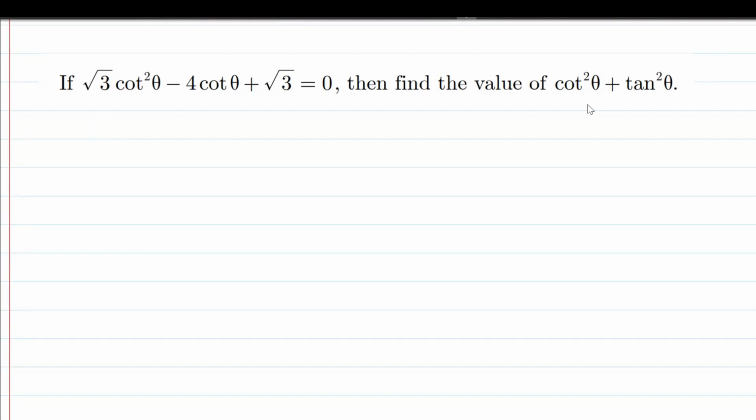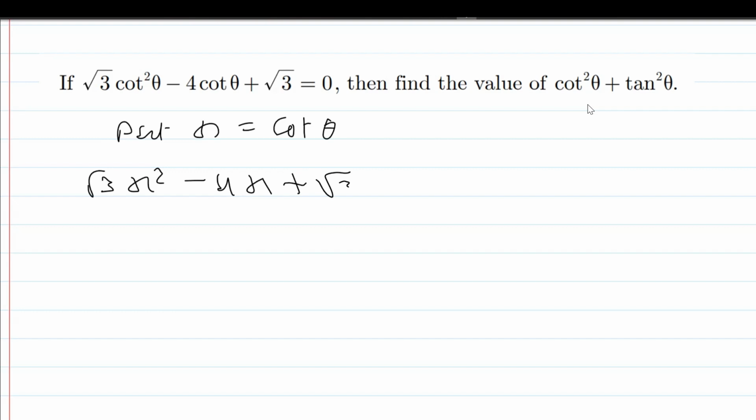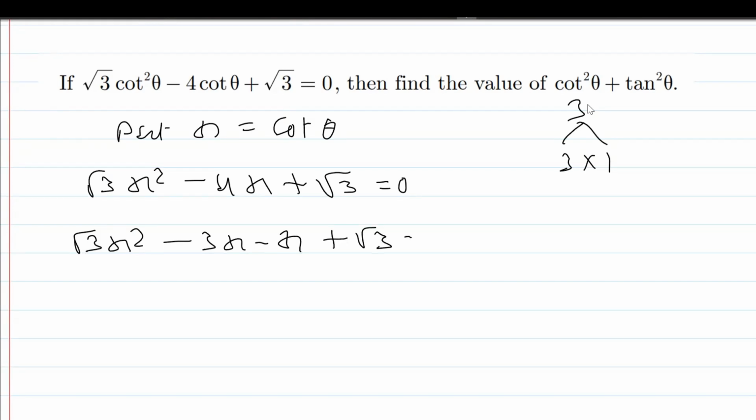So replacing cot theta, let's put x is equal to cot theta. So this way what we are getting? We are getting root 3 times x square minus 4 times x plus root 3 equals 0. And now we'll do middle term factorization. Root 3 into root 3 was 3. From the factors of 3, 3 into 1 should give you 4. But then we need minus. So I'll take this as minus 3x minus x plus root 3 equals 0.